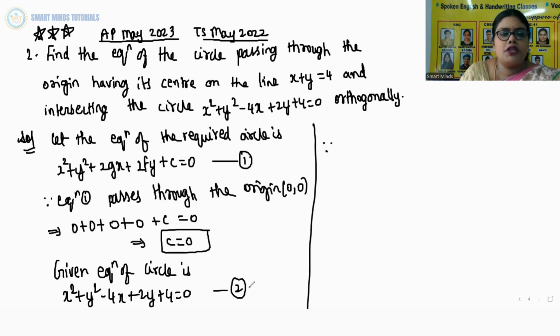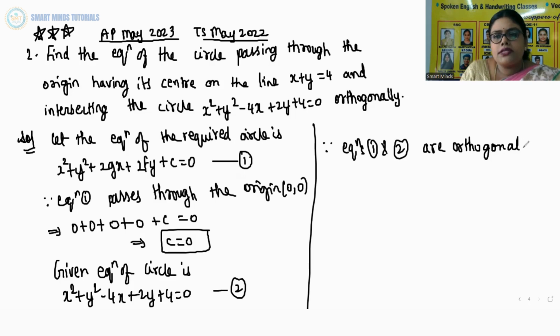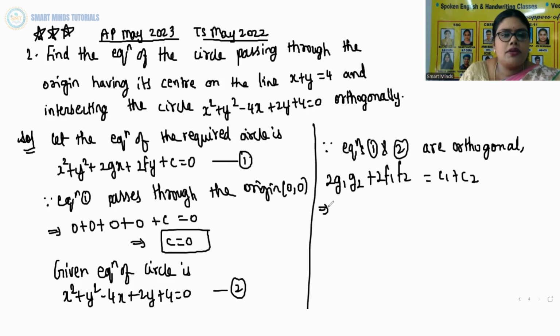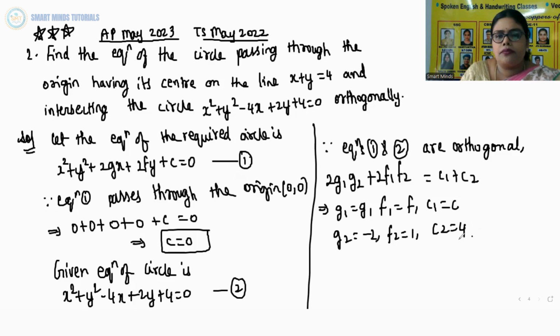Now we take equation number 1 and 2 orthogonal. So since equations 1 and 2 are orthogonal, what is the condition? The same condition we use, 2g1 g2 plus 2f1 f2 is equal to c1 plus c2. Now from first equation we take g, f, c. g1 is g, f1 is f, c1 is c. And from the second equation we take g, f, c values. g2 is minus 2, f2 is 1, c2 is 4.